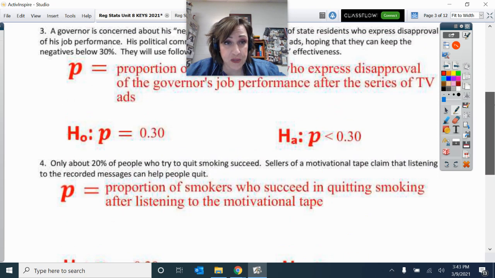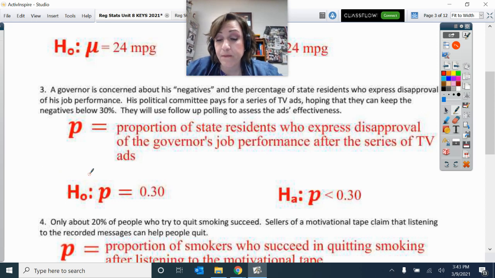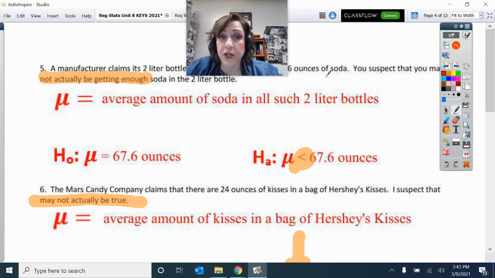Yesterday, we had this problem, and it was about the proportion of people who disapprove of the governor. And then we were talking about what's going to happen after he runs these series of ads. So p was the proportion of the residents who disapprove of the governor after the TV ads. And the null hypothesis is that it is at 30%, which is where it was before the ads. But we wonder, after the ads have run, has it decreased? Okay, so here's how this works then.